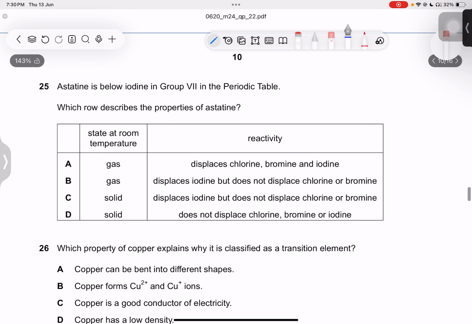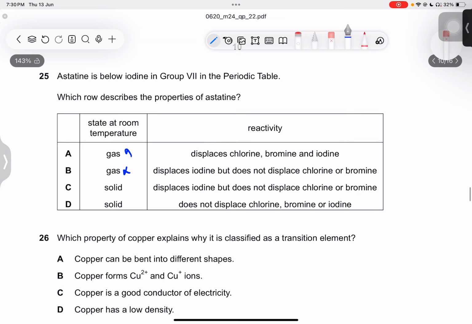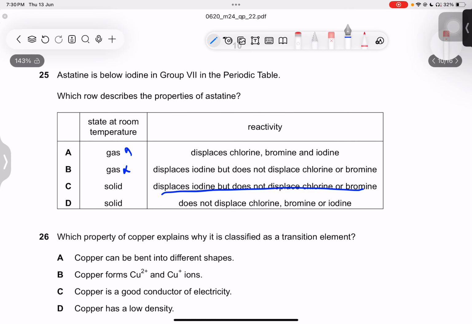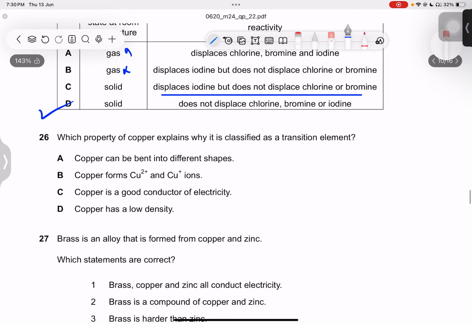Astatine is below iodine in group 7. Which row describes the properties of astatine? State at room temperature? No, it should not be a gas, it should be a solid. Bromine, iodine, and astatine are all solids, and astatine cannot displace any element above it because it has the least reactivity. As reactivity decreases down the group, it is less reactive than chlorine, bromine, or iodine, so it cannot displace either of them.